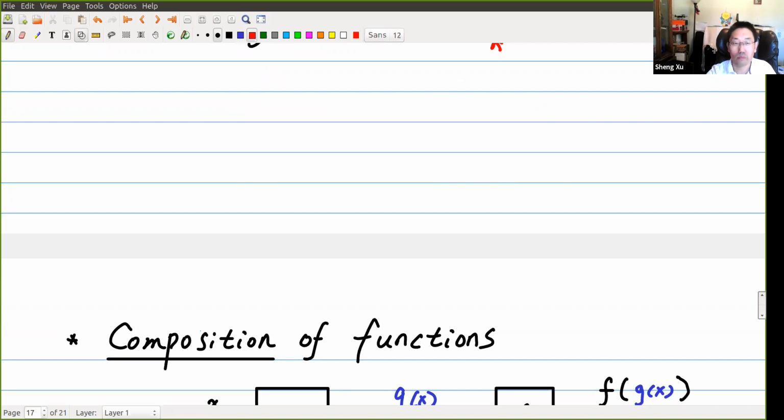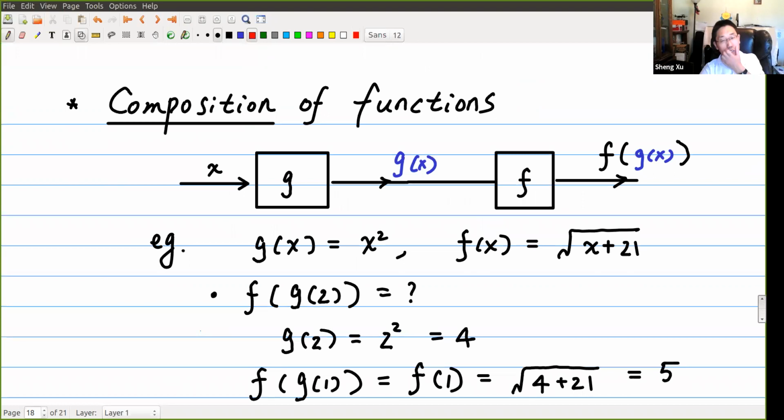Now, this combination is interesting. It's called a composition of functions.